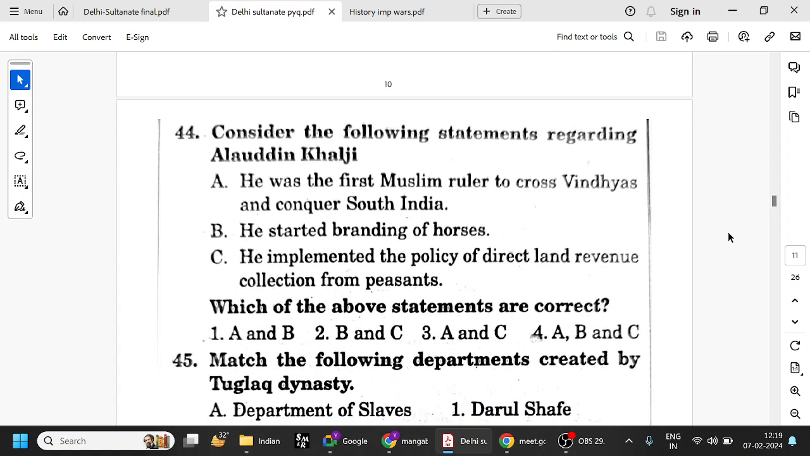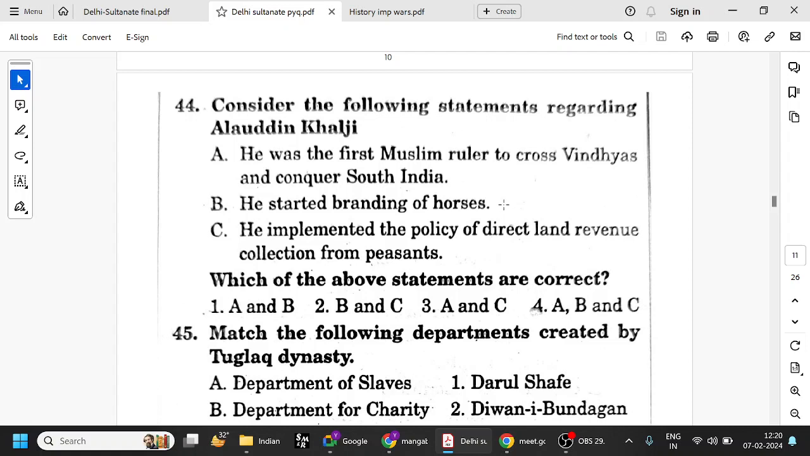Regarding Alauddin Khilji, he was the first Muslim ruler to cross the Vindhyas and conquer the south, which is true. We have seen he first conquered Gujarat. After becoming Sultan, he conquered Ranthambore, Chittor, etc. in the north central region. Later, he sent Malik Kafur to the south, who conquered Devagiri and the Hoysalas, Pandyas, and Kakatiyas of Warangal. So he defeated much of South India.